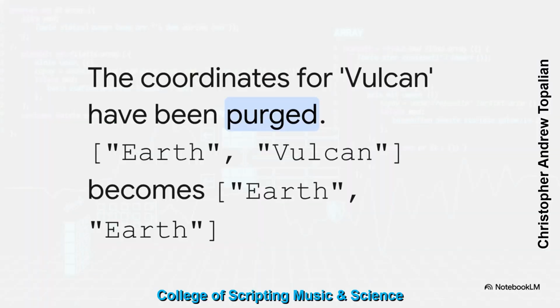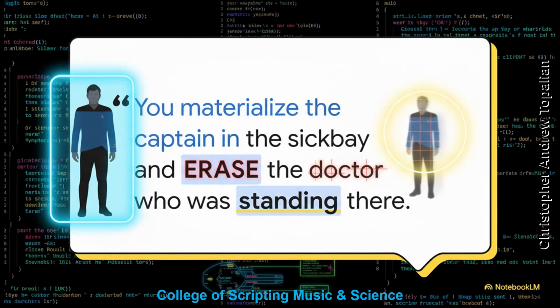In this example, by copying Earth into that second position, the coordinates for Vulcan were just purged from the system's memory. This is the prime directive of data. copyWithin is destructive. You have to assume the data you're pasting over is going to be lost for good. And here is a fantastic analogy to help you remember this. Think of it like a transporter. Some commands might create a clone, giving you 2 captains. But copyWithin, it's different. It beams the captain into the sickbay, and in doing so, it completely erases the doctor who is standing on that spot. It doesn't add, it replaces.